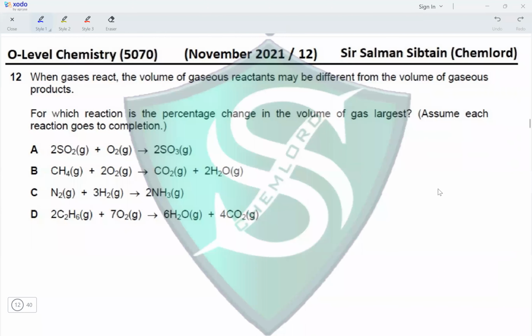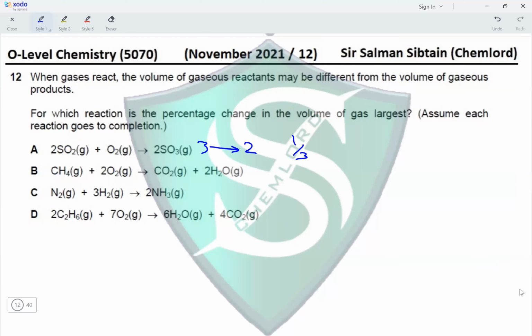Question 12. When gases react, the volume of gaseous reactants may be different from the volume of gaseous products. For which reaction is the percentage change in the volume of gas largest? Assume each reaction goes to completion. So now in option A, we have got 2 plus 1, 3 moles of reactant going to 2 moles of product. So there is a decrease of 1 by 3.